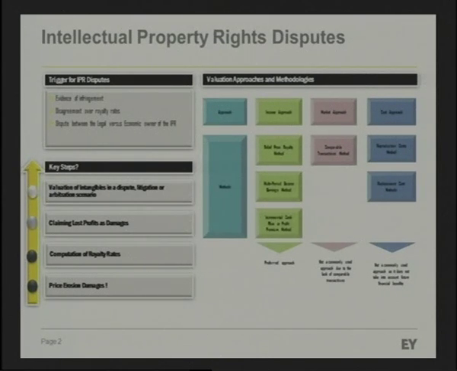This is kind of an overall summary of what we would cover today. What are the triggers for IPR disputes in India and globally? What are different valuation approaches and methodologies that are applicable, which are classified primarily into three: an income-based approach, a market-based approach, and a cost-based approach. And within each of these approaches, there are different methods that can be applied depending on what kind and type of intellectual property we're dealing with.